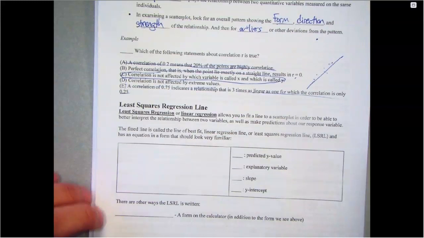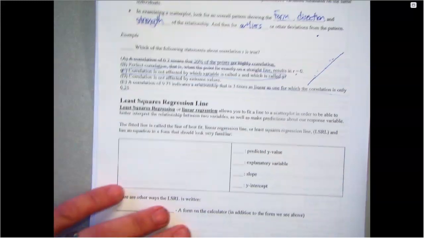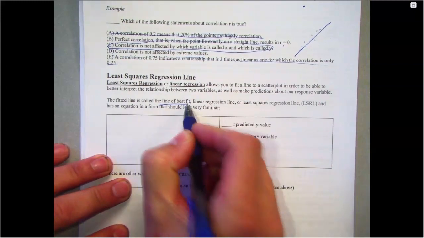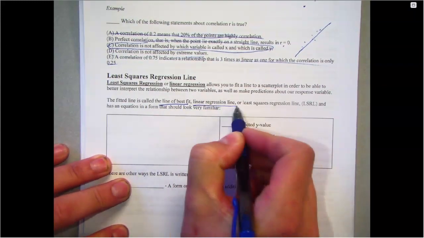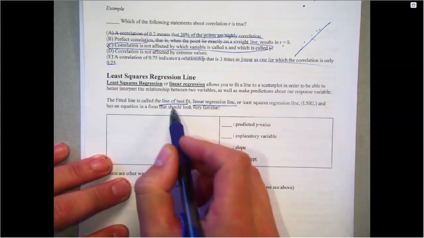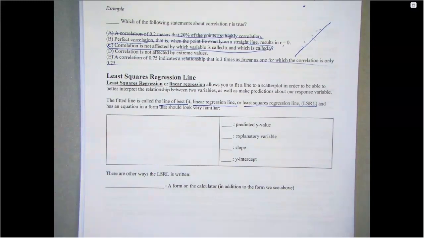Least squares regression line. So in the notes, they go through how to do it by hand, but we're not going to do that because we have the calculator. So we're going to skip over a bunch of this. But the line of best fit is also called the linear regression line. Yesterday, some of you were like, what is a regression line? It's just the line of best fit. It could also be called least squares regression line. Those are all the same thing. We're just trying to find a linear pattern to the data.